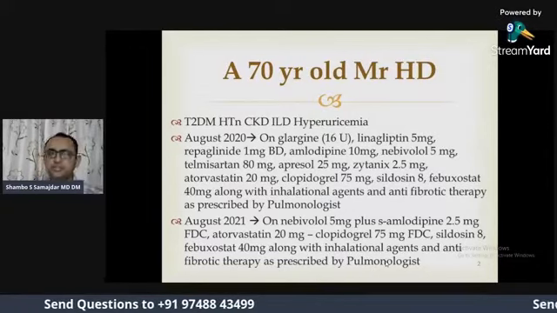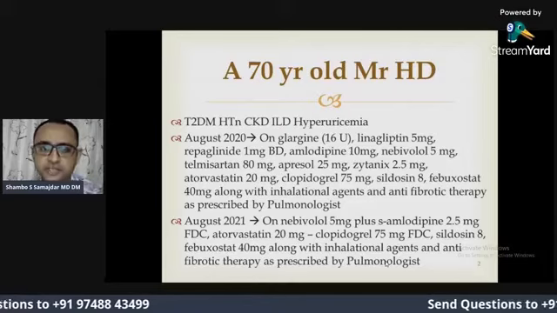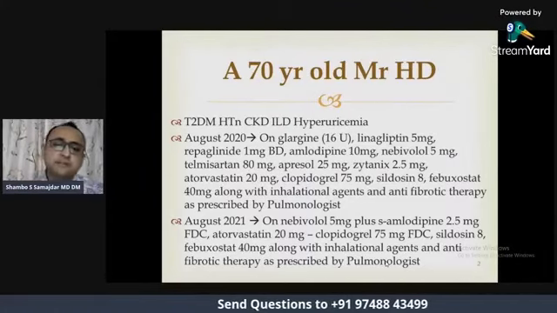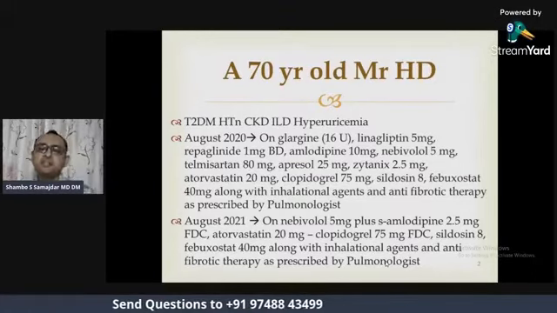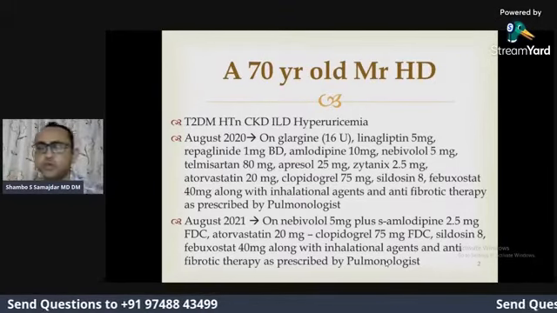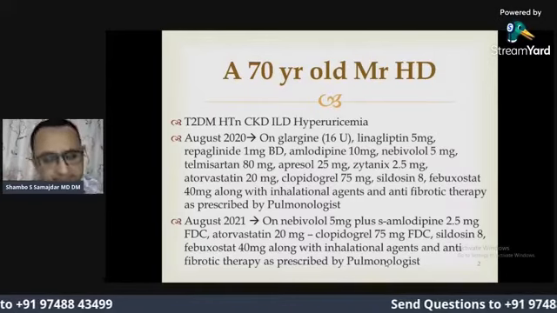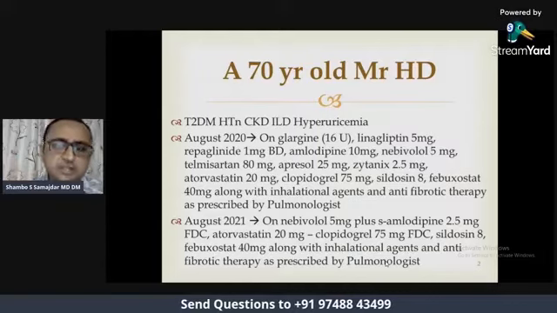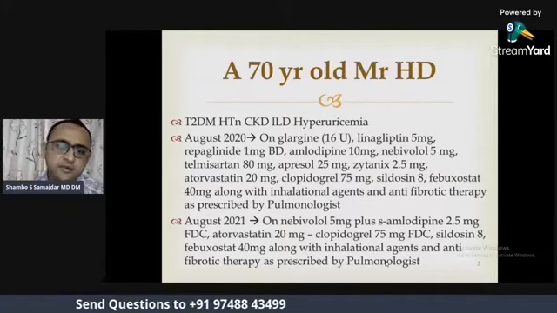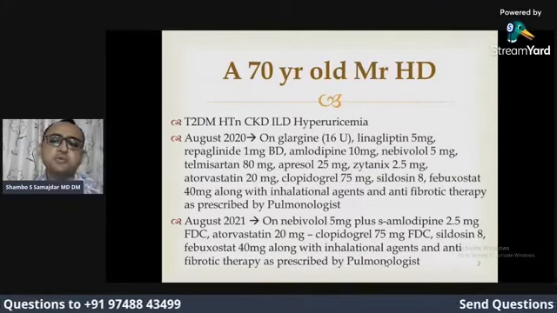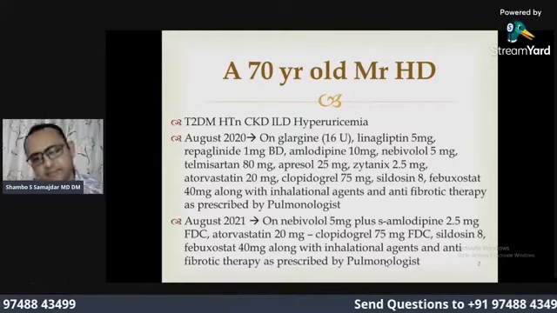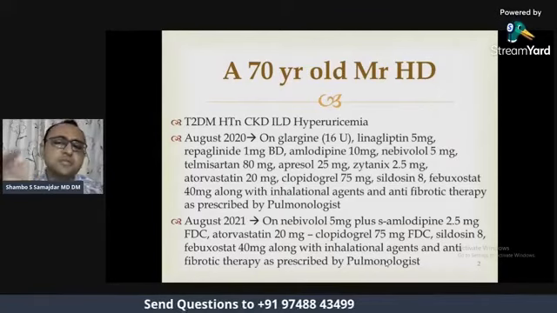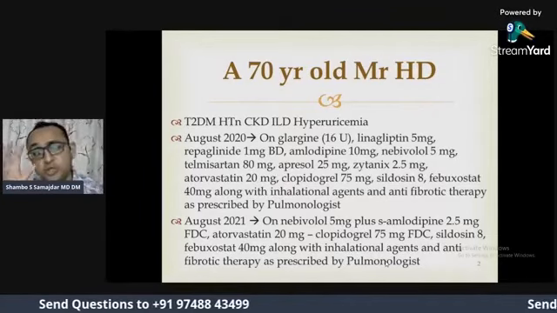Along with that, atorvastatin, clopidogrel, and for BPH he was on silodosin, febuxostat 40 milligram, along with the different drugs prescribed by the pulmonologist. So there is a huge issue of compliance and adherence in this particular patient. And it was often seen in my clinic, in recurrent visits, that the blood pressure was a little bit on the higher side. Diabetes was well controlled, but the blood pressure was very much uncontrolled despite lots of drugs.